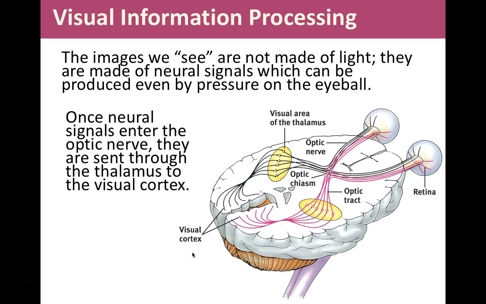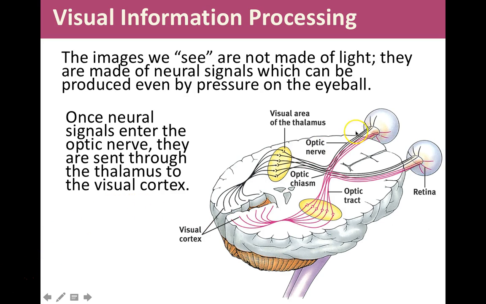The images basically are made of neural signals, which can be produced even by pressure on the eyeball. You can press your eyeball in your closed eye, and you can kind of, quote, see things in there. Okay. So once neural signals enter the optic nerve, they're sent through the thalamus to the visual cortex.